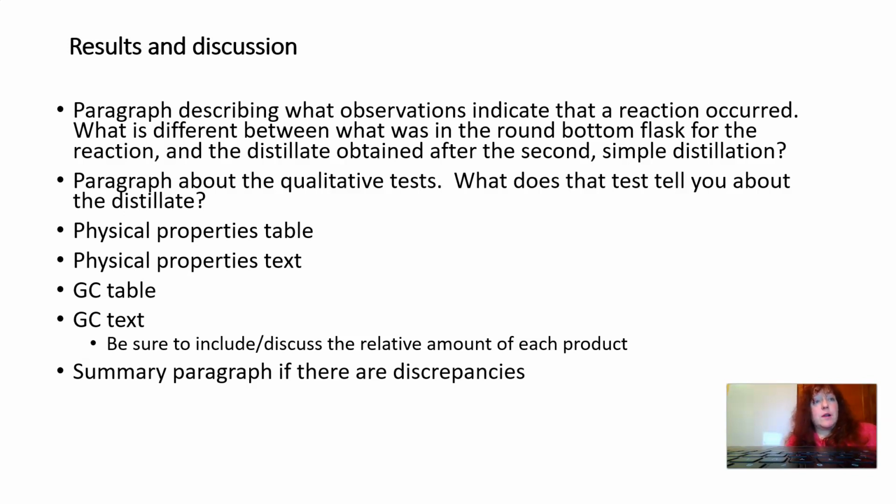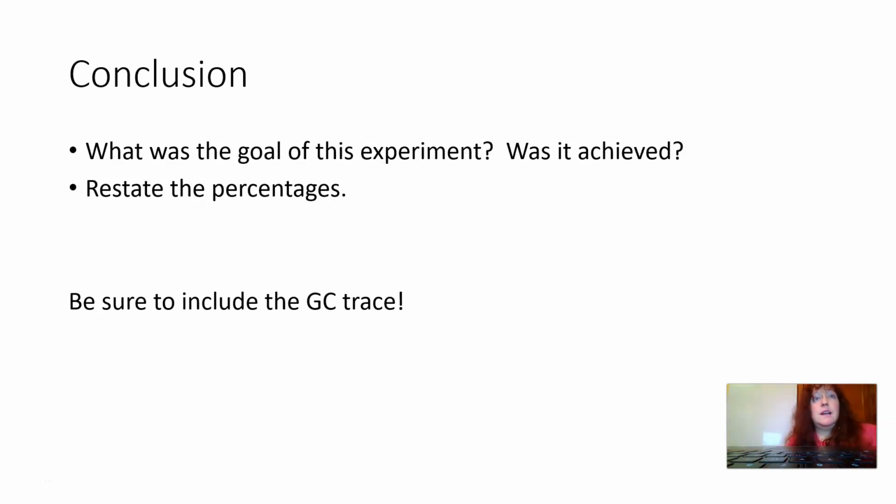If there's any discrepancies, there'd be a place for a summary paragraph. If not, you would just go straight on to that conclusion, remembering the goal of the experiment, was it achieved, and restate those percentages of the different products and the yield. Make sure at the end of this that you put in the GC trace. So that should be there. The standards do not need to be there, but the one for the products needs to be included for your report.